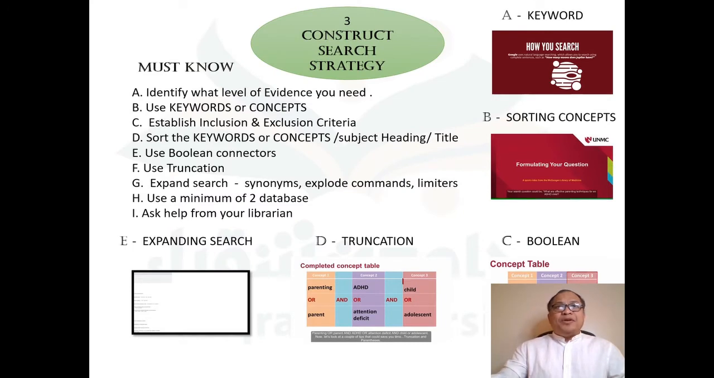Okay, so after knowing that the keywords or concepts or the subject headings and title can be sorted, be given a concept table and be given synonyms or alternate words, then another strategy for the search is by using what we call the Boolean connectors. Now, as it sounds, Boolean connectors is something strange, something that we never heard before, and this is what we call the jargons of evidence-based practice. Let's take a look and listen as to what these Boolean connectors are.